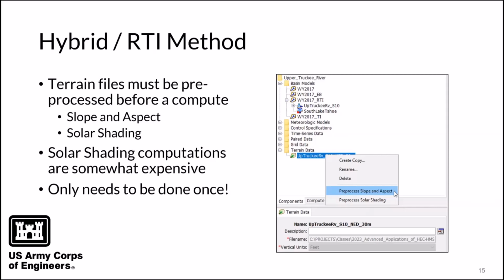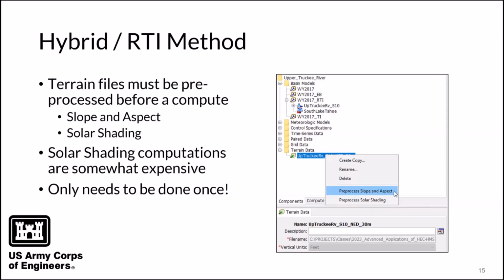But this only needs to be done once. You pre-process your terrain raster one time, and you can use it for a billion-year simulation if you want to. You don't have to redo it over and over again. You don't have to do it every time you make a forecast either. You just do it one time up front, and then they're ready to go.